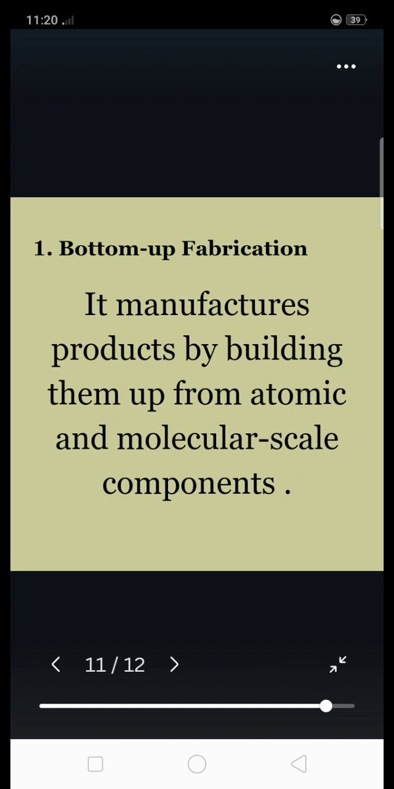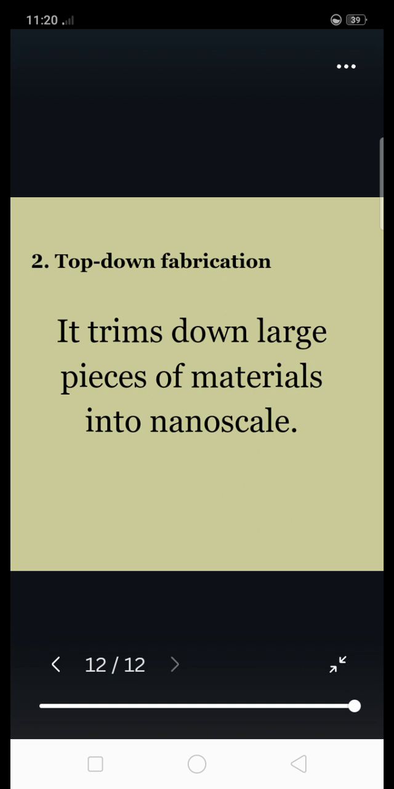And the last one is top-down fabrication. It trims down large pieces of materials into nanoscale. This process needs a larger amount of materials and discharges excess raw materials.